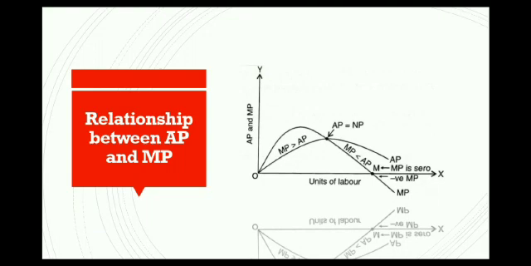Point number 1, the AP increases when MP is greater than AP. Number 2, the AP is at its maximum when both MP and AP are equal. This is shown at point E. Number 3, the AP decreases when MP is less than AP. Number 4, MP can be positive, 0 or negative, but AP is always positive.